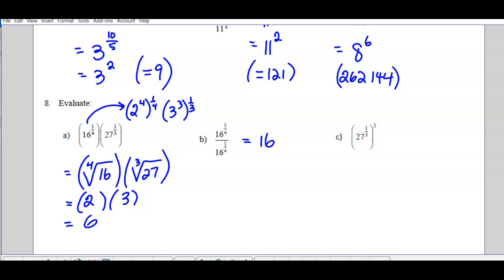These ones have the same base, so now we're going to subtract. Denominator 4, 5/4 minus 1/4 is 4/4, which is just 1. And if the exponent is 1, you don't need to show it.